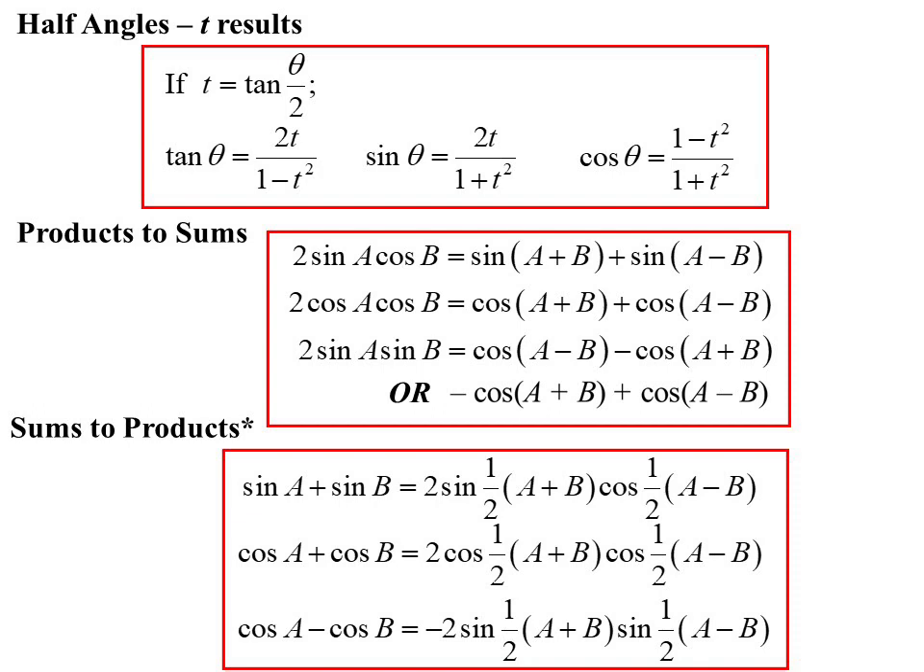They're the sums to products, and I've put asterisks there because they're not on the reference sheet. Possibly they might get you to prove it, to use it. They might even give it to you sometimes in the actual question itself. But just because it's not on there doesn't mean you can't use it. So if you do remember it, you can use it to your advantage and save yourself a bit of time.